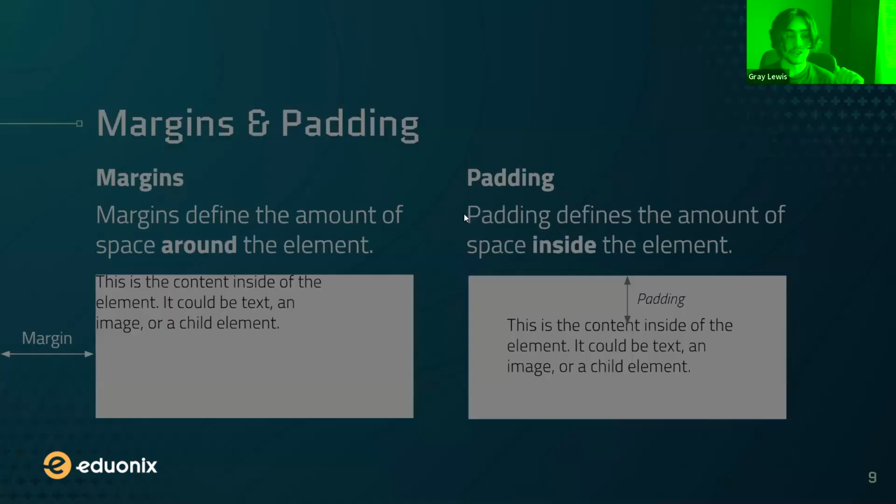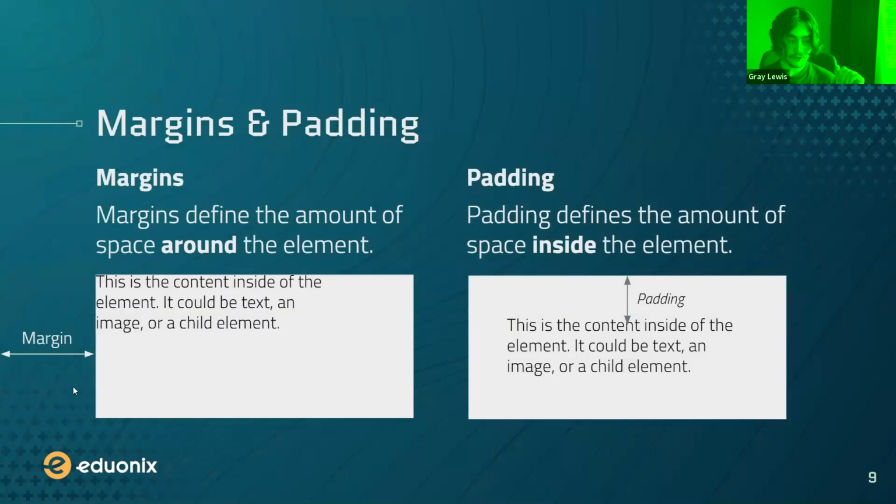So here's a little visual example. We have the margin here, which is offsetting this box from the side of our page. And then here we have padding, which is actually deciding how much space the content inside of our element is given around the edges.